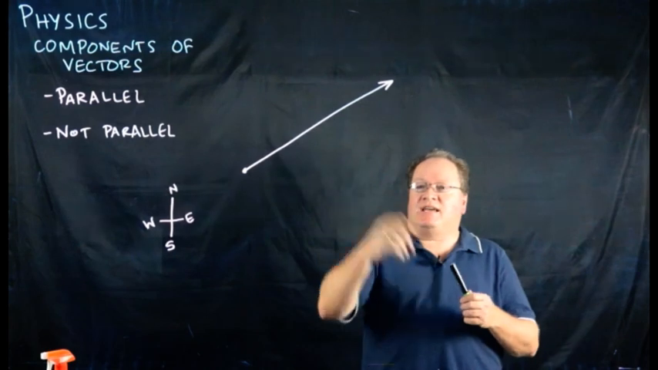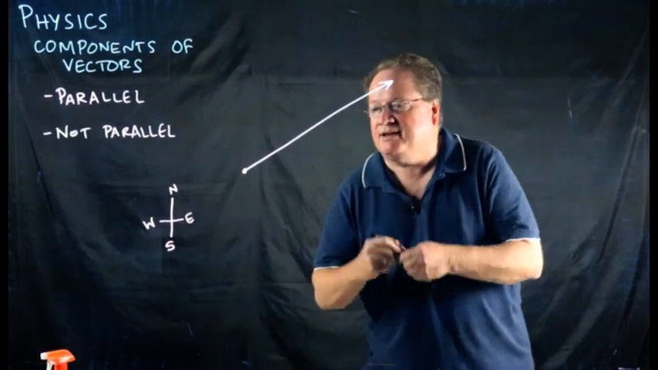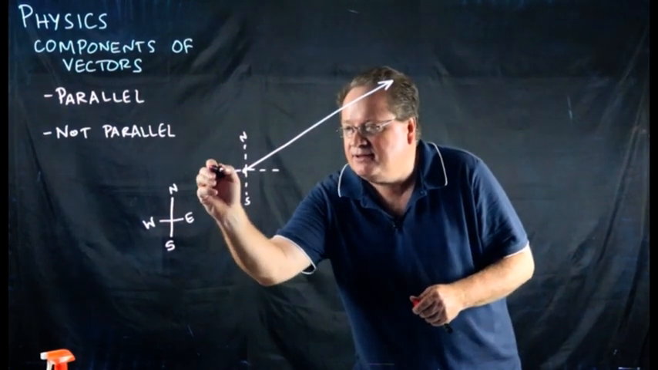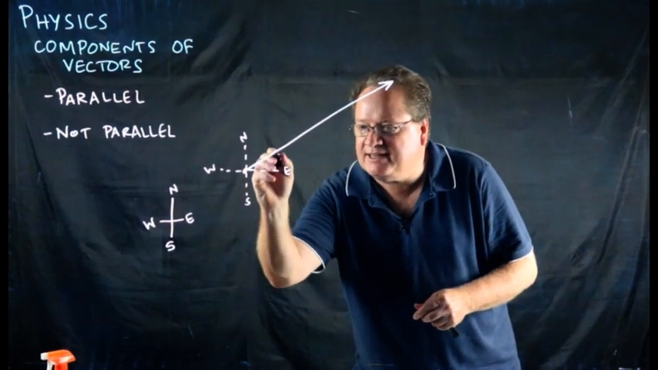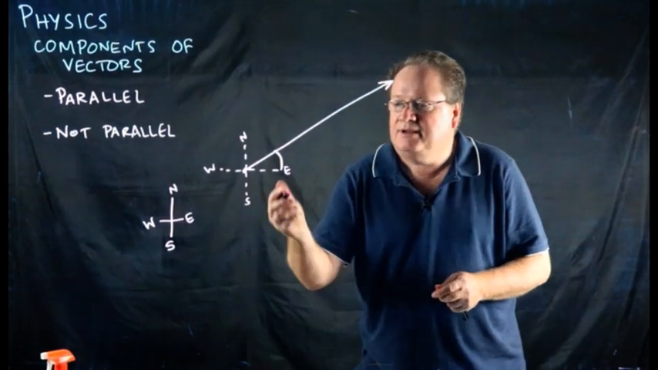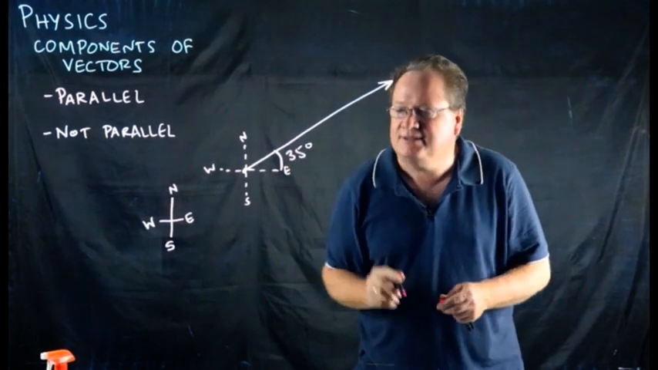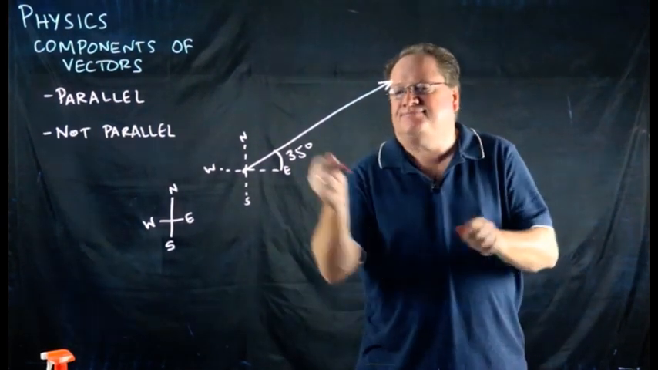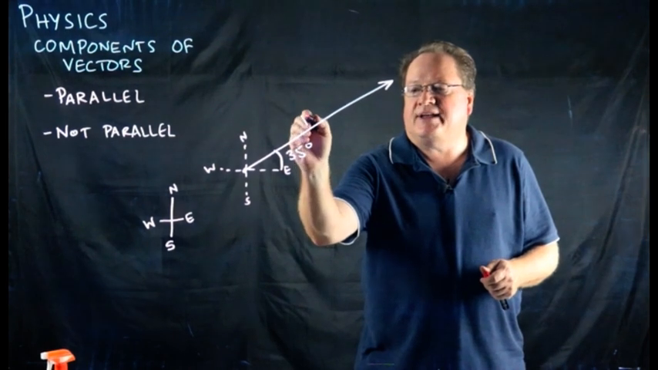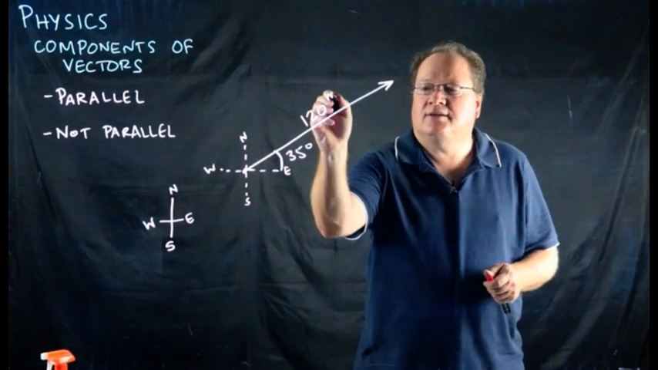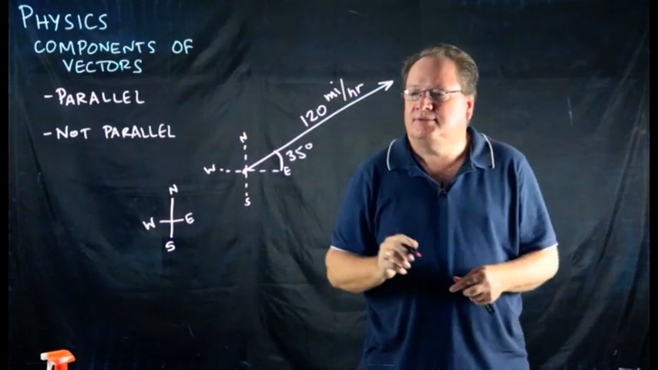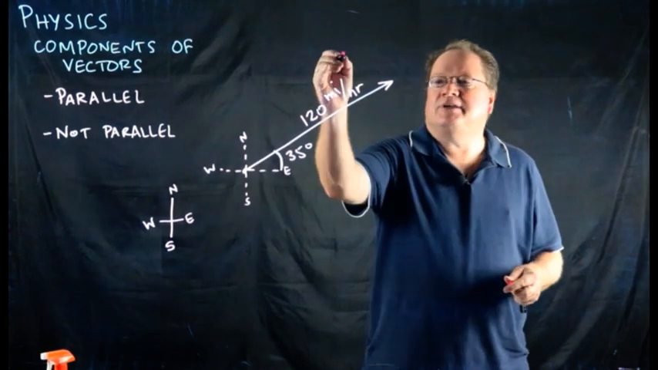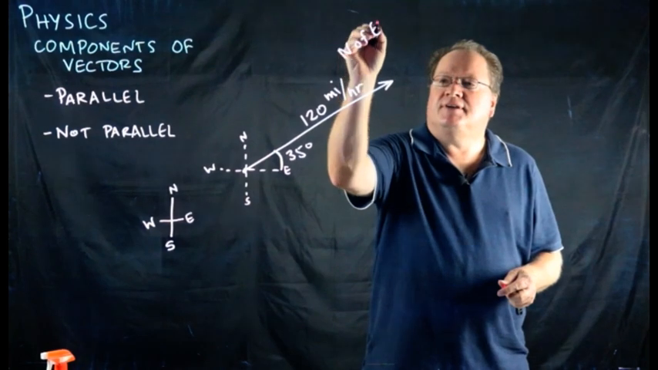So if I take this single vector, let's just say for argument's sake that if I look at a compass rose here where that's north, south, west and east, let's say that the angle that's here is 35 degrees, okay? Let's just say that I have some vector, and let's say this vector represents 120 miles per hour at this direction. So kind of north of east is what we would call this. This would be north of east.